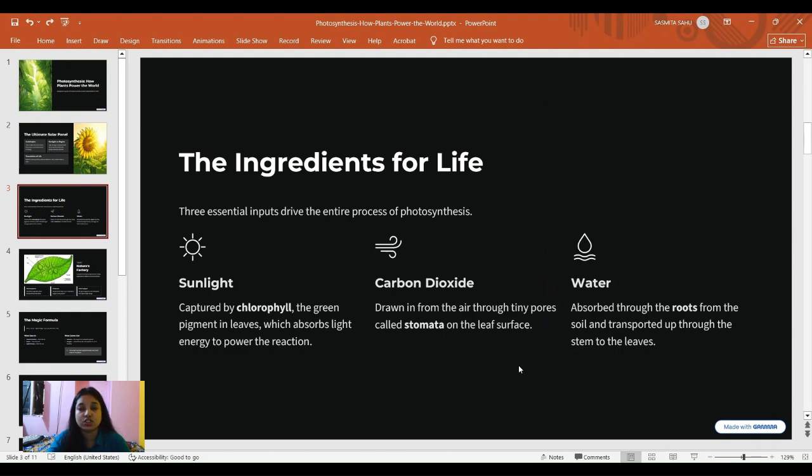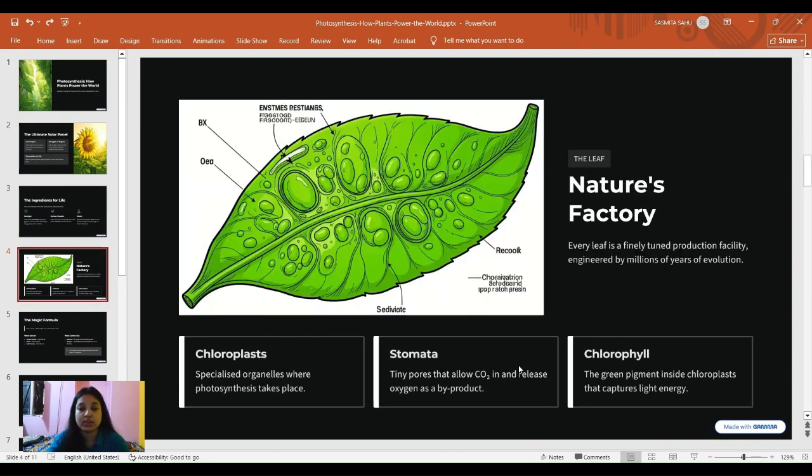Then come to the topic that is leaf. Leaf has three parts, that is chloroplast, stomata and chlorophyll. Chloroplast is a specialized organelle where photosynthesis takes place. Stomata are tiny pores that allow carbon dioxide in and release oxygen as a byproduct. Chlorophyll is the green pigment inside chloroplast that captures light energy.